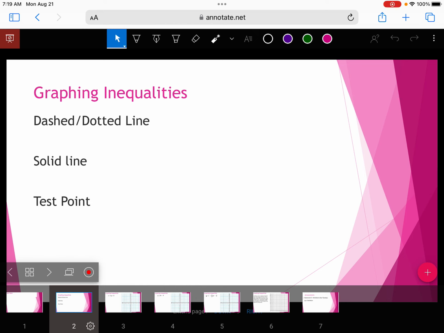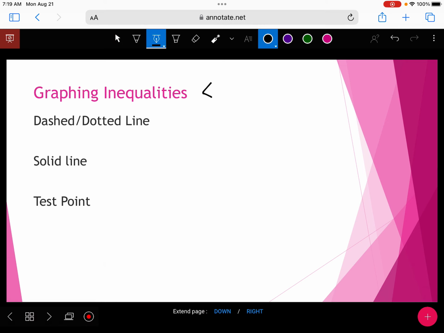Okay, so today we're going to be taking what we were doing with graphing lines and kicking it up a notch. We are going to be graphing inequalities. So if we don't remember, inequalities are when we have the less than, greater than, less than or equal to, greater than or equal to. Those are going to be in our lines now, and we're still going to graph them.